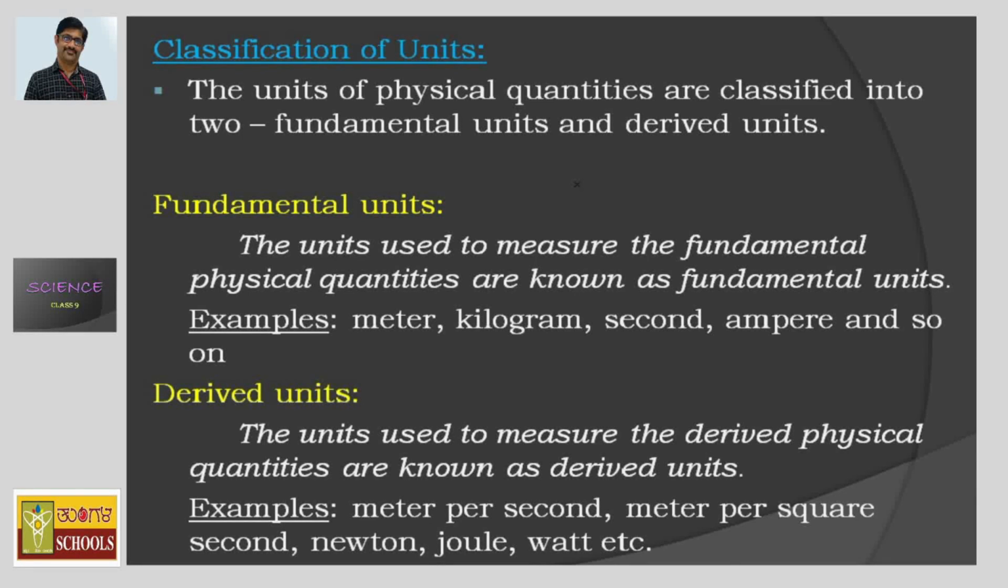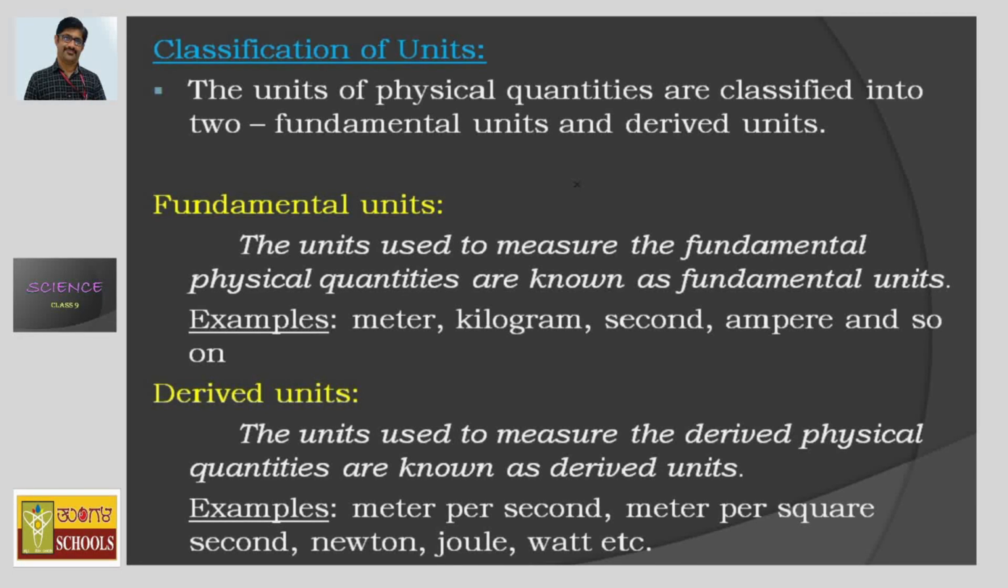Example: meter, kilogram, second, ampere, and so on. We already took length as an example of a fundamental physical quantity. The unit of length is meter. That is the fundamental unit of length. Similarly, for mass, you have kilogram. For time, you have second. For current, you have ampere, and so on. These are all the fundamental units. Again, there are 7 fundamental units, as the fundamental physical quantities are 7. Keep that point in your mind.